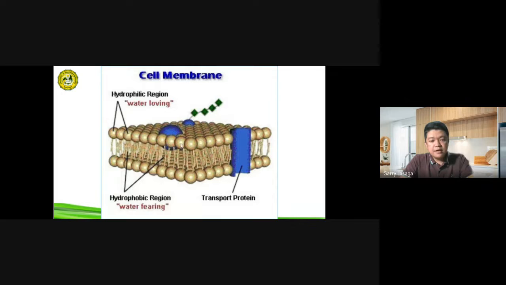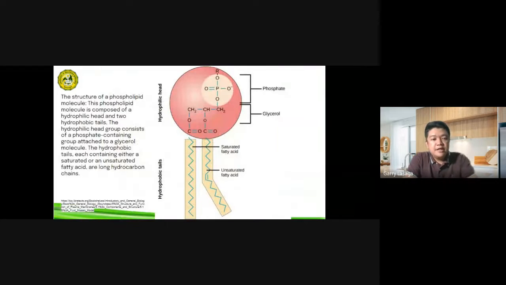So these polar heads here are the water-loving portion of the biological membrane, and on the interior are the water-fearing components of the cell membrane. So when we consider the structure of a phospholipid molecule, this phospholipid molecule is now the main fabric, or the main component, of our biological membrane.